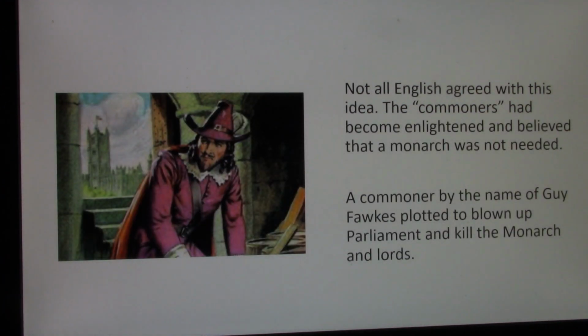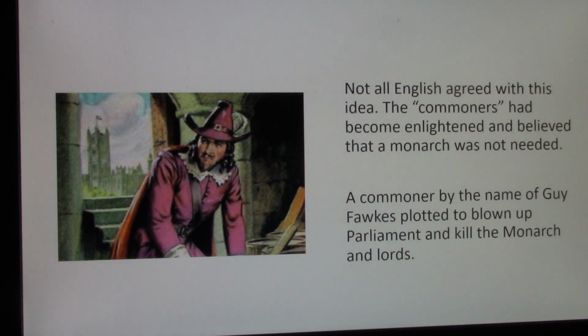Now, there was a great deal of disagreement amongst the commoners. This is a picture of Guy Fawkes. Now, Guy Fawkes is going to lead what is called the Gunpowder Revolution that was supposed to take place on November the 6th, 1607. Fawkes had taken a large amount of gunpowder and placed it in the basement of Parliament.